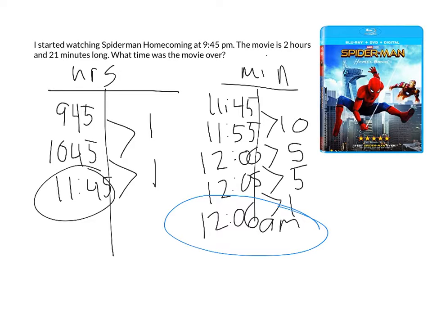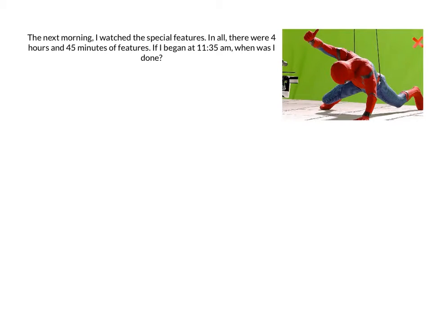So just like with elapsed time, I did my hours first. I took my last value right here, carried it up to my minutes, then I broke up my minutes and I added them until I finally got to my end time. So the next morning I wanted to watch the special features. There's some information for you, and I would like for you to solve this problem.